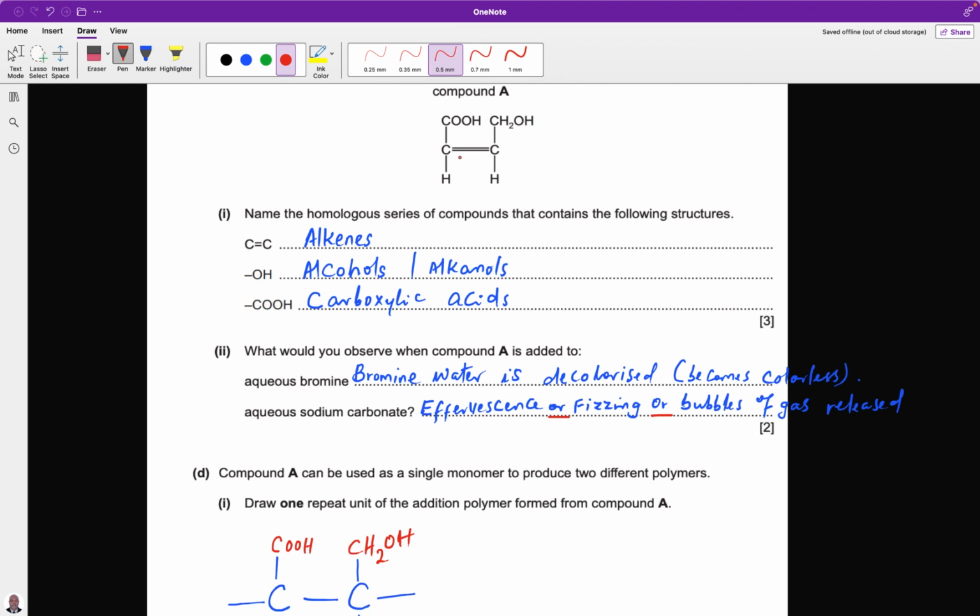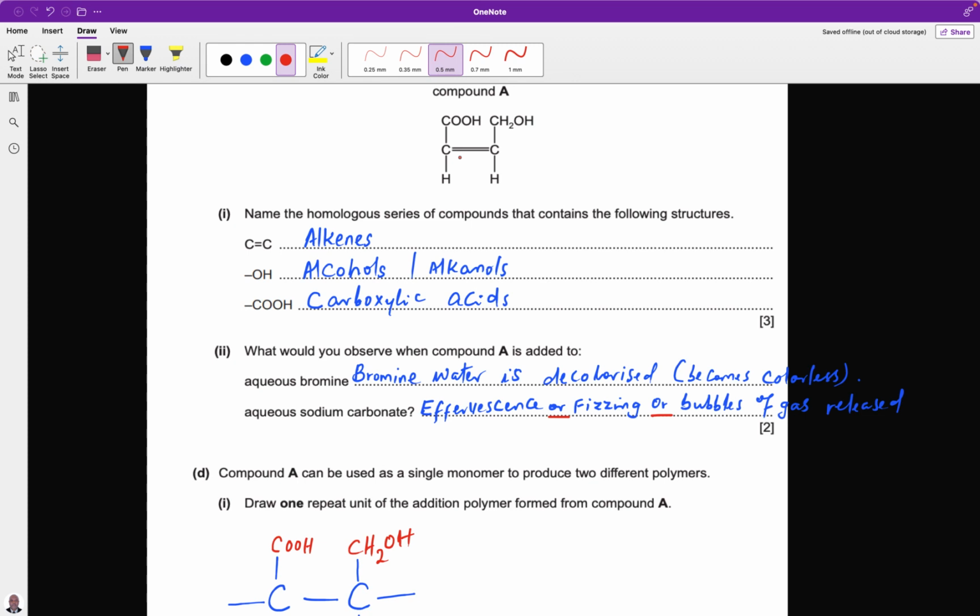Only alkene will decolorize bromine water. Only alkene, the homologous series with a carbon-carbon double bond. Alcohol will not do that. Carboxylic acid will not do that. So we'll only use alkene. Only alkene is very reactive in this case. We'll give an indication of that. So we'll now say with aqueous bromine, bromine water is decolorized, or bromine water becomes colorless.